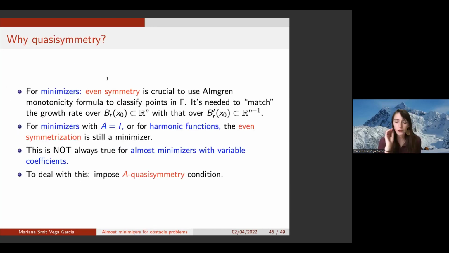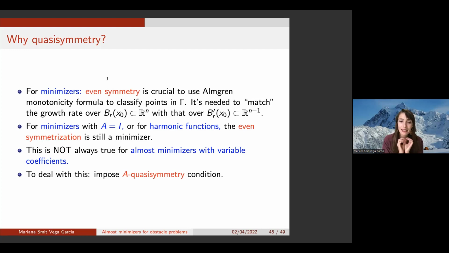So let's kind of think about this. For minimizers, even symmetry is actually quite important when we're using the Almgren monotonicity formula to classify points on the free boundary. I'm thinking about the thin obstacle problem. The reason for that is we need to somehow match what's the growth rate over a thick ball with the growth rate over a thin ball. Okay, if I have a minimizer in which the matrix is the identity, or if we have harmonic functions, the even symmetrization is still a minimizer.